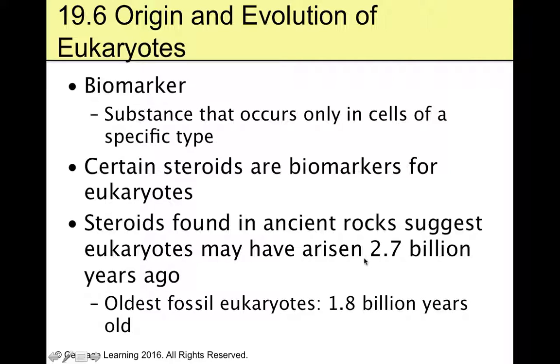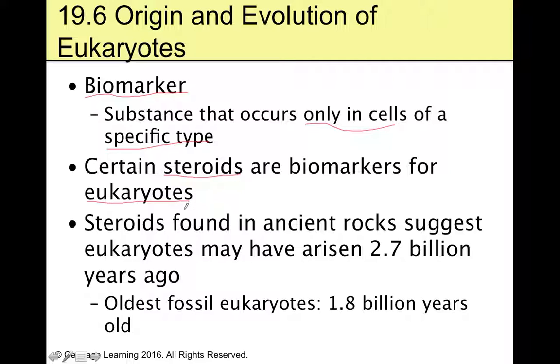And so when we try to look for these cells, we try to look for a biomarker. It's just what it sounds like. It's something that marks life that you're interested in. So this is a substance that occurs only in cells of a specific type of what you're looking for. And so we're looking for when did prokaryotes become eukaryotes? Or when did eukaryotes show up on the scene? And we found a few steroids that exist only in eukaryotic cells and not in prokaryotic cells.